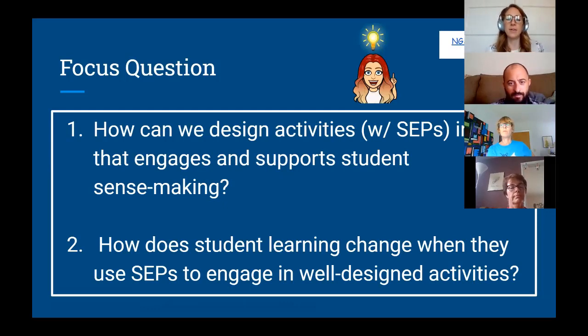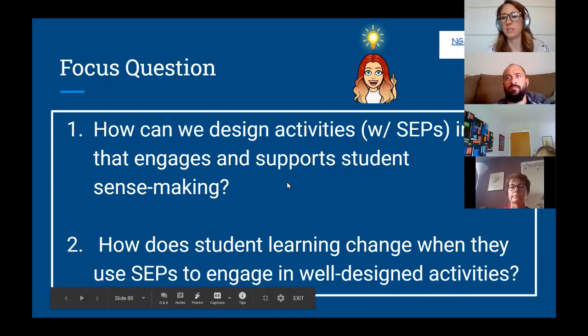And then how does student learning change when they use SEPs to engage in well-designed activities? So I want to give you a second to reflect on that and think about that. If you want to share, you can send in the chat or you can unmute anything that you may have added to your answers to these questions throughout today's session.